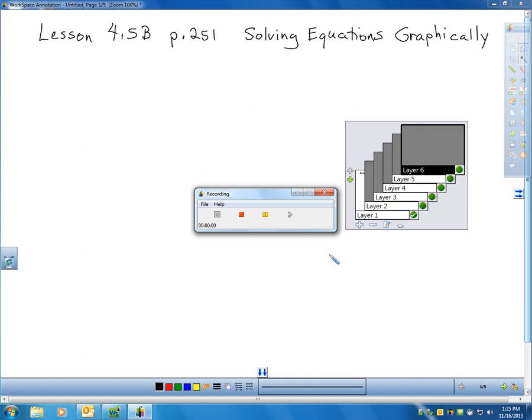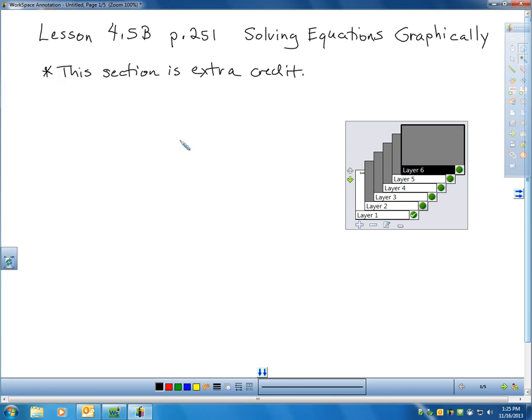This is section 4.5b, and it's an extension of section 4.5. It's on page 251. I would definitely have your book open to that page. And this section is called Solving Equations Graphically. I'm going to move this icon off of here.